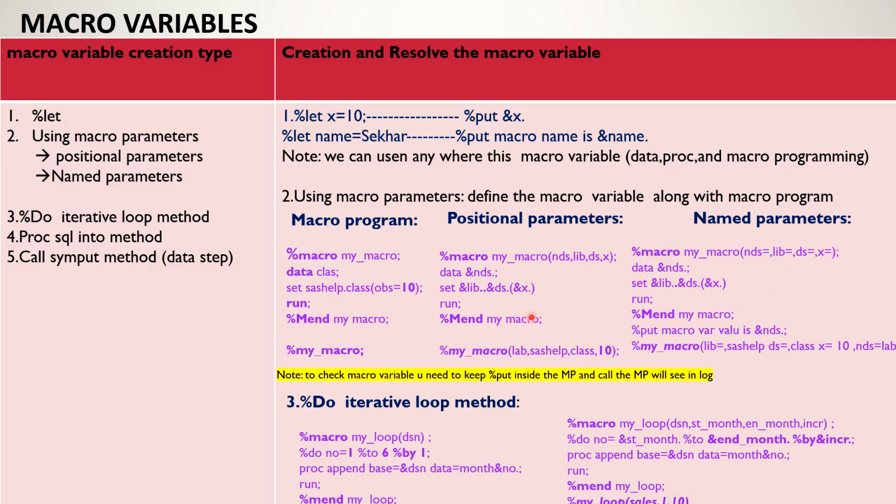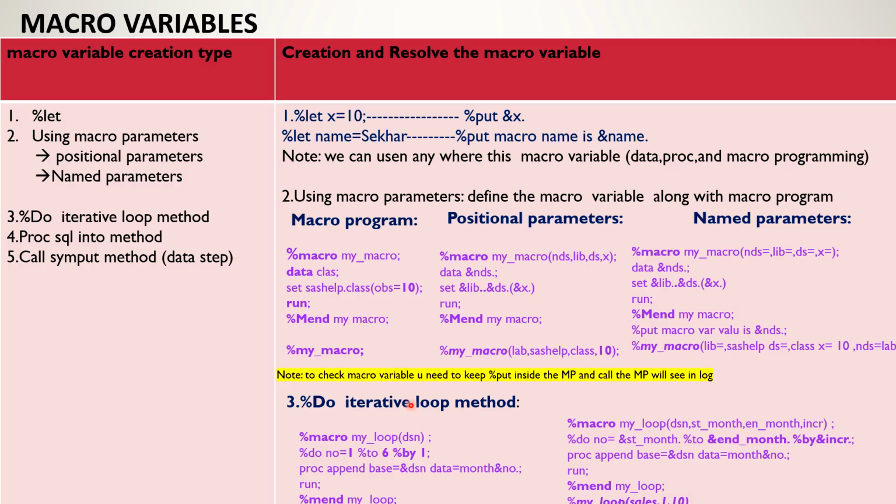With the %LET method, we call %PUT &x. For positional parameters also, we can check the macro variable value, but that is not possible outside the programming. We need to call it inside the macro program. Here you can see %PUT macro variable. Then the value will show in the log, but we cannot call it outside the macro programming.